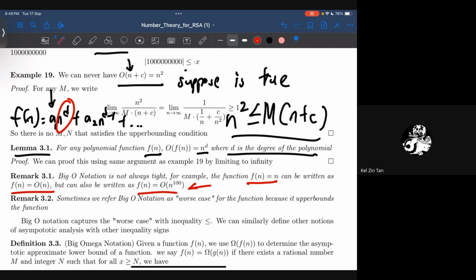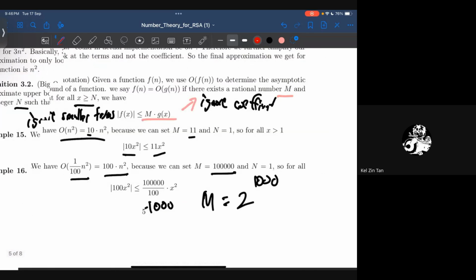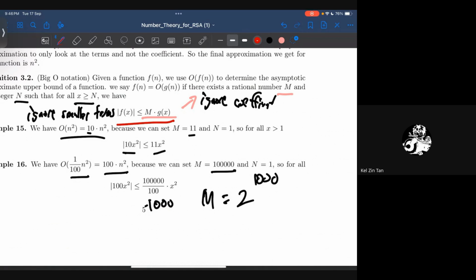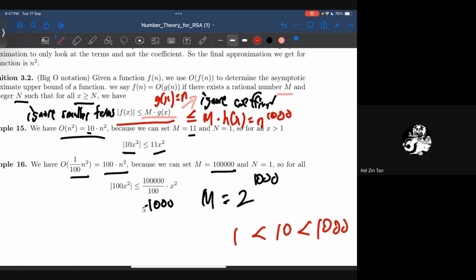So why is this true, right? You sort of have to look back at the definition, which is that we want this condition to be satisfied. And if g(n) is n, it can already satisfy this condition, then of course I can write this as n multiplied with some h(n), where h(n) is equal to n to the 1000, because this is an upper bound relation. 1 is always, let's say, smaller than 10, I can always write this to be smaller than 1000. And this is smaller than 10 to the power of 9, 1 billion. So I can always increase my degree to be as large as I want, and the big O notation still holds, because it is an approximate upper bound.